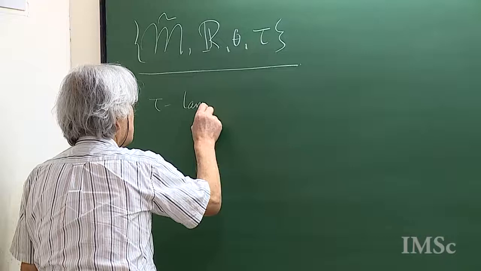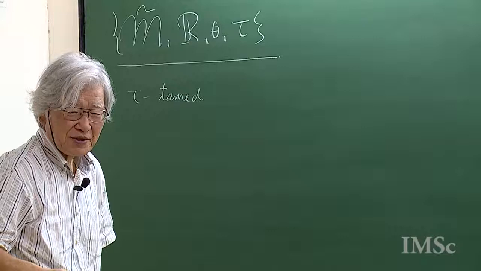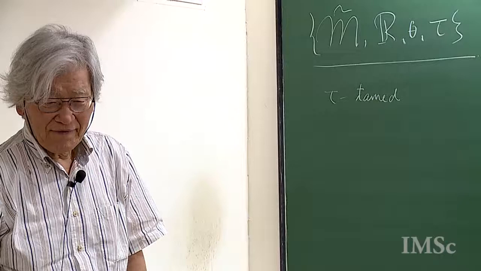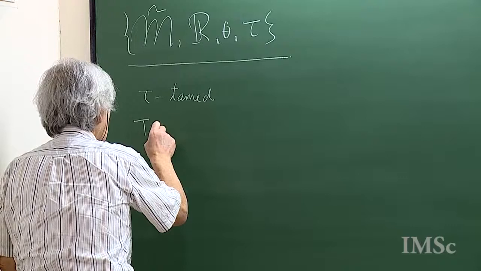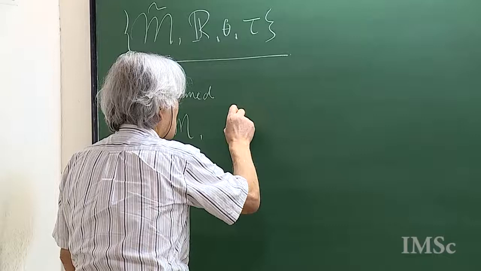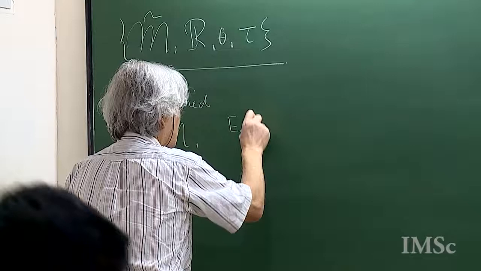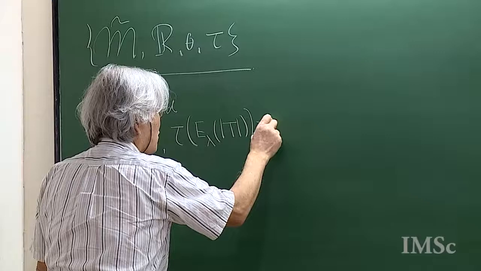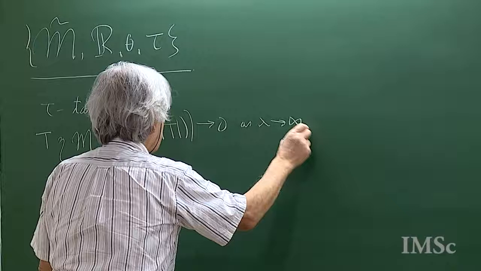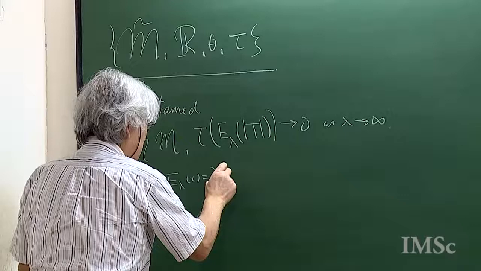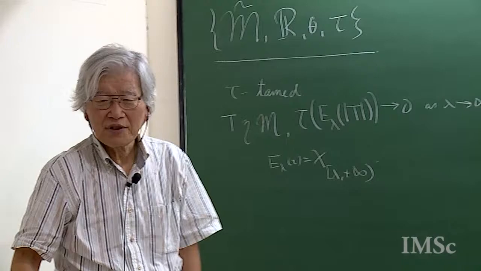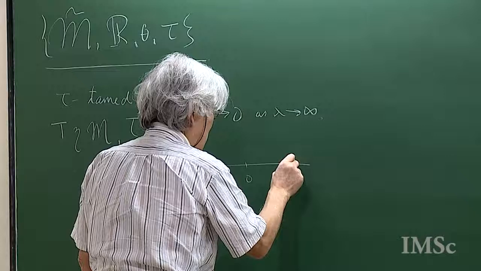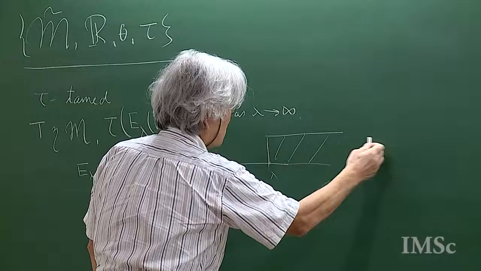Used to be called tau-measurable, but I don't think that term is pretty good, though it was named by Irving Segal. A closed operator T affiliated with M is tau-tamed if the E_lambda of absolute value of T goes to zero as lambda goes to infinity. E_lambda of x is the characteristic function of the half line, so the half line (lambda, infinity). So it is the spectral projection corresponding to that half line.